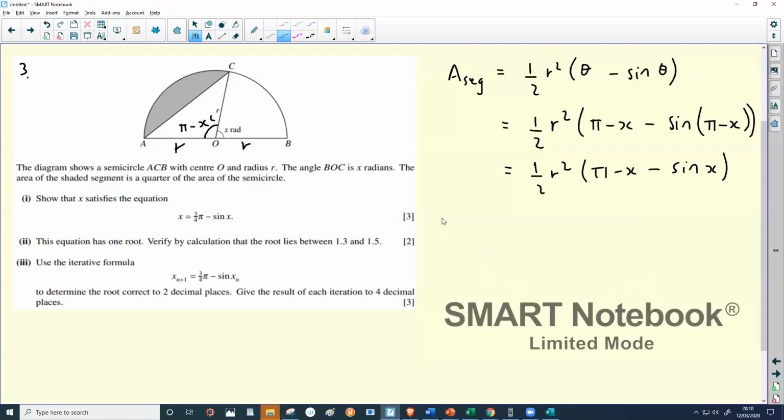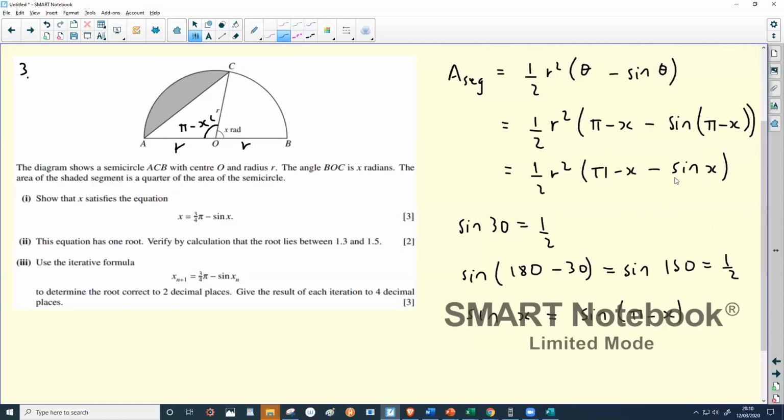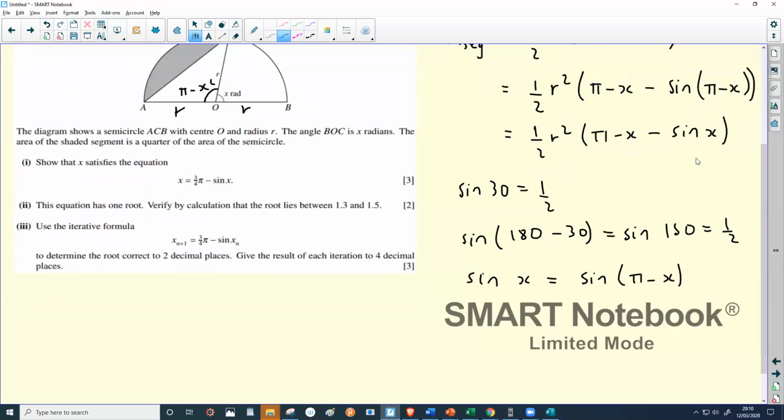Just to explain what I'm talking about, if we work out sine of 30, that's a half, and that is exactly the same as saying sine of 180 minus 30. If you type that in your calculator, you get sine of 150, and that is also a half. So therefore, what we know is that sine of x is the same as sine of pi minus x, and hence I've written that as sine x. So now we know what the area of that segment is.